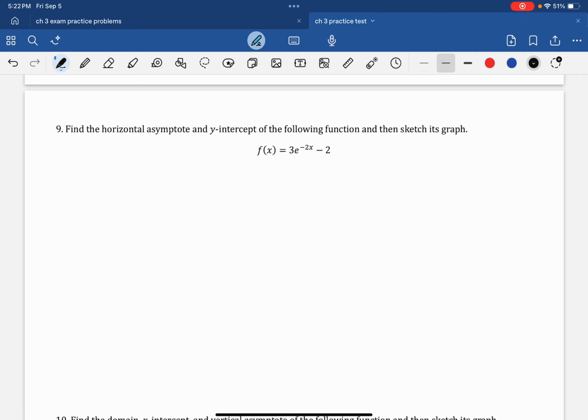Next question. Very similar, right? But in reverse. Find the horizontal asymptote and y-intercept of the following function and then sketch its graph. Okay, let's start with the horizontal asymptote.